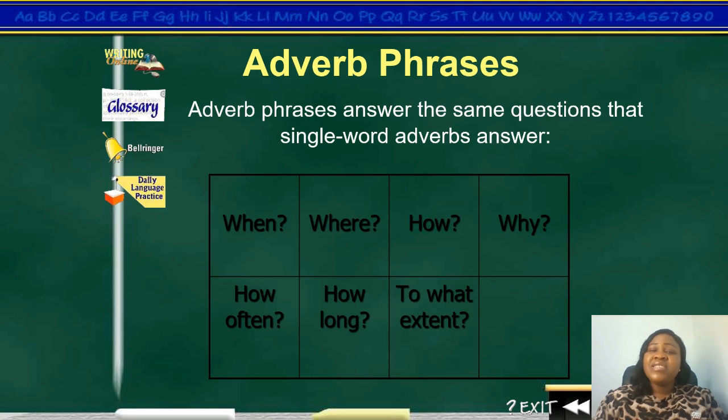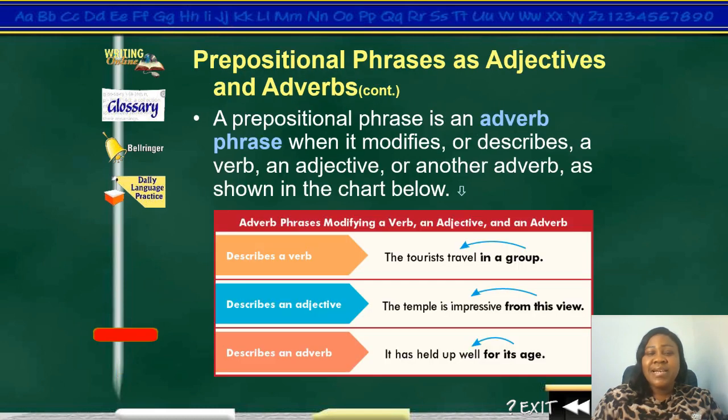Adverb phrases answer the same questions that single word adverbs answer. Questions like when, where, how, why, how often, how long, to what extent. A prepositional phrase is an adverb phrase when it modifies or describes a verb, an adjective, or another adverb as shown below. For example, the tourists travel in a group.